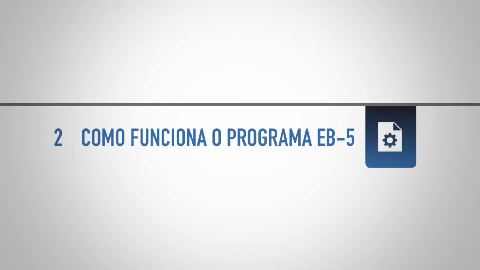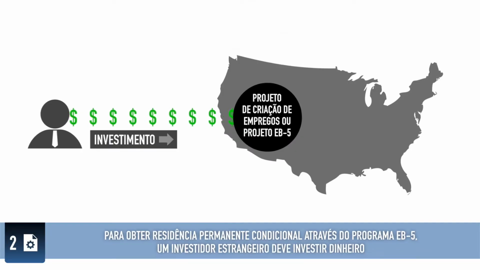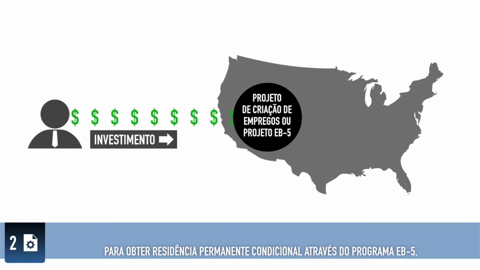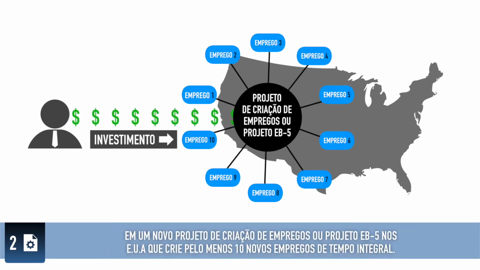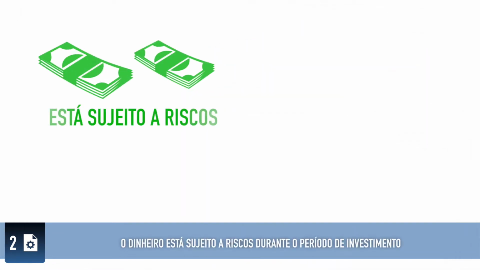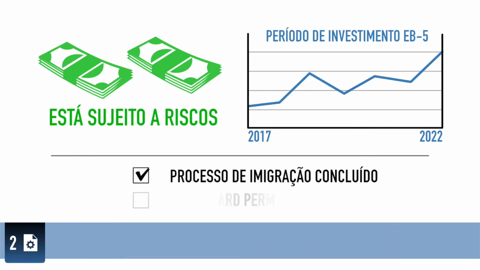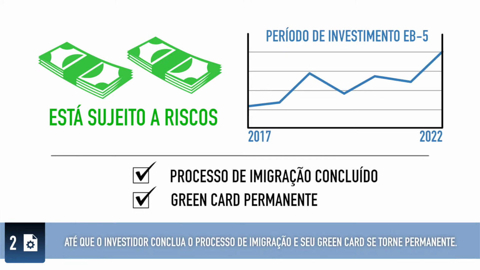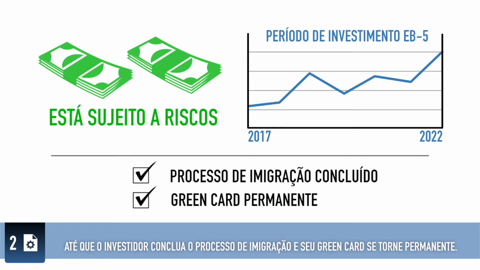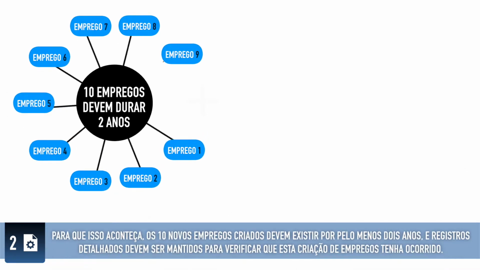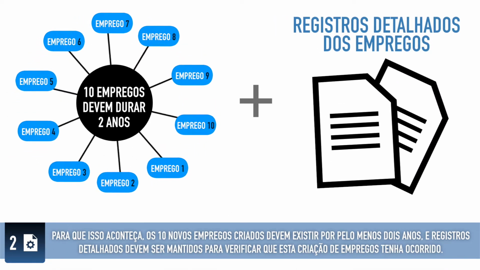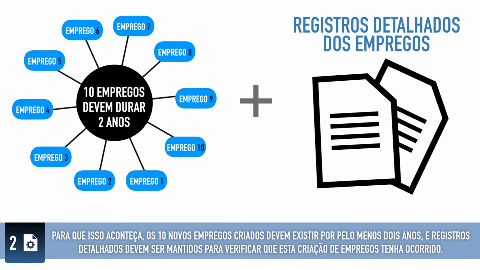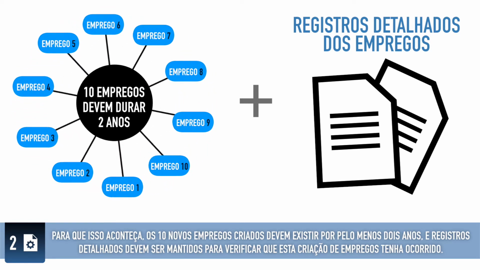How the EB5 program works. To obtain conditional permanent residence through the EB5 program, a foreign investor must invest money into a new job-creating enterprise, or EB5 project, in the United States that creates at least 10 new full-time jobs. The money must remain at risk during the investment period until the investor completes the immigration process and the investor's green card becomes permanent. For this to happen, the 10 newly created jobs must exist for at least 2 years, and detailed records must be kept to verify this job creation has occurred.